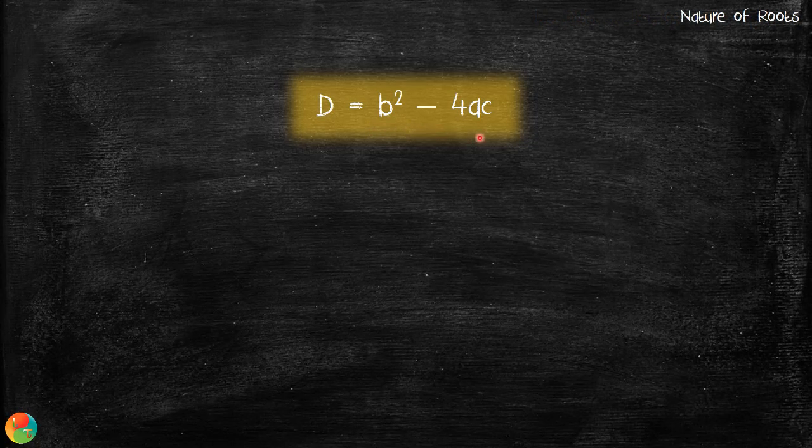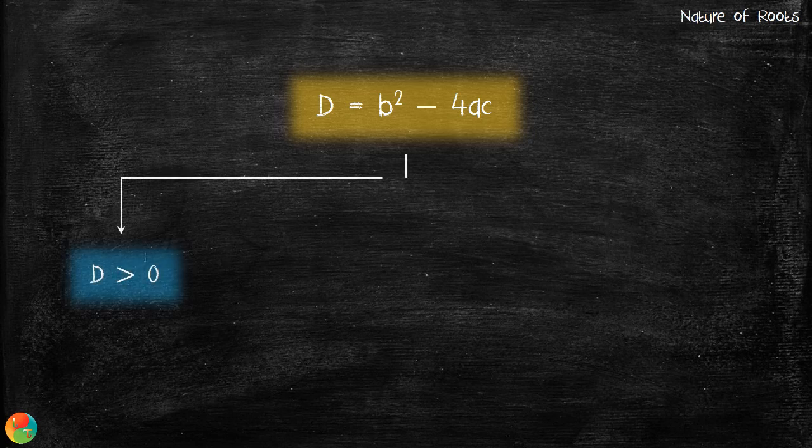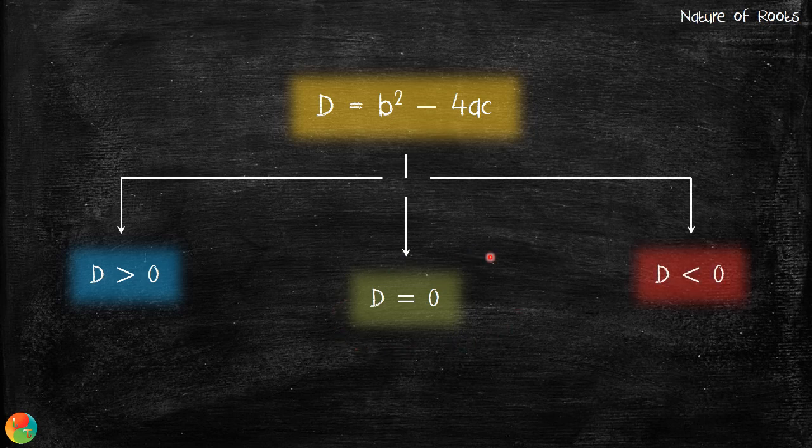Our third topic is nature of roots. On the right hand side, we have got b² - 4ac. So unless and until we have a definite value of a, b and c, we cannot say for sure what will be the value of D. D can either be negative, positive or 0. So we'll take three cases. First, D greater than 0. In second case, D is equal to 0. And in third case, D is less than 0. It means negative. So D can either be positive, can be equal to 0, or can also be negative.